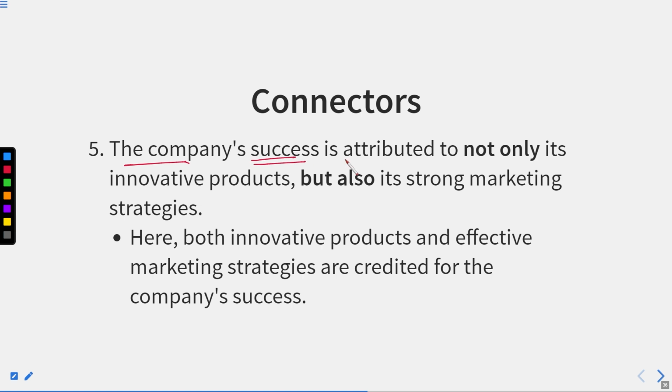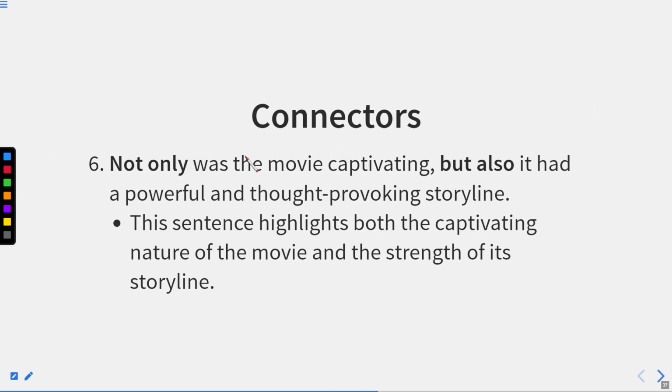The company's success is attributed to not only its innovative products, but also its strong marketing strategies. Here, both innovative products and effective marketing strategies are credited for the company's success. Not only was the movie captivating, but also it had a powerful and thought-provoking storyline. This sentence highlights both the captivating nature of the movie and the strength of its storyline.